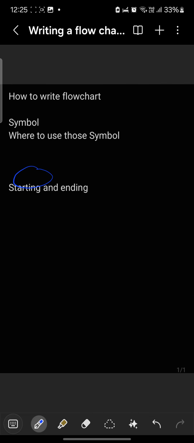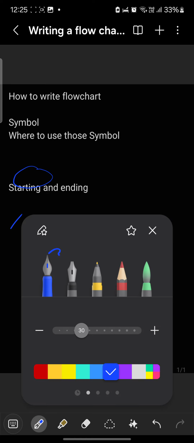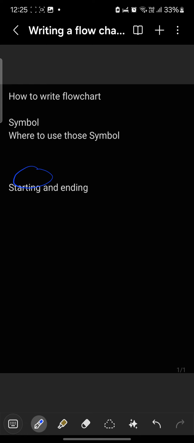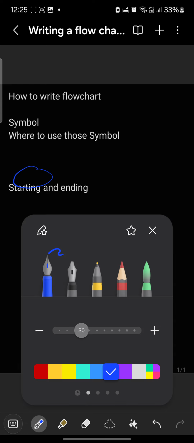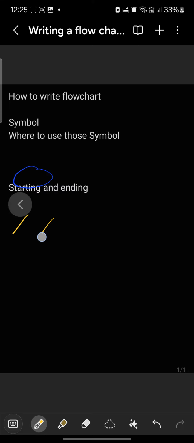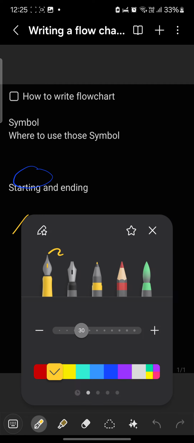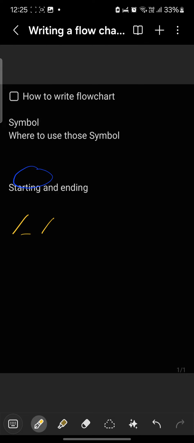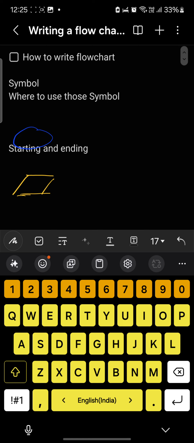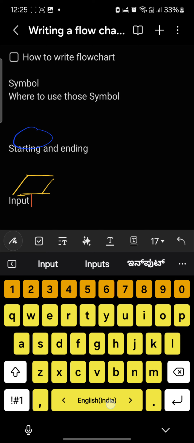The next symbol we are going to use is the parallelogram. So this is your parallelogram. I'm using my phone to write the drawing, so that's why we are facing some issues. So I hope you are understanding. So this is the parallelogram. This parallelogram is used for input and output.